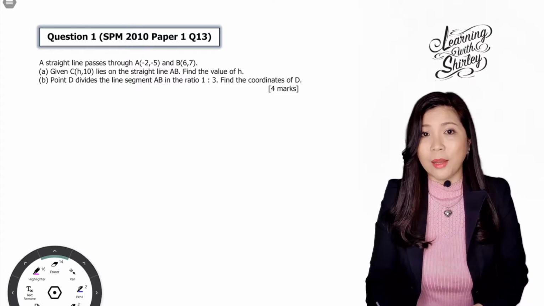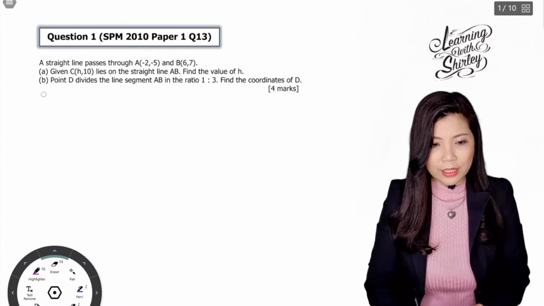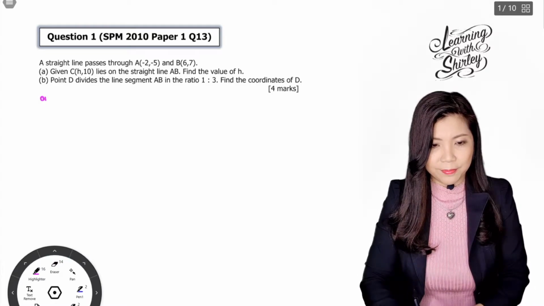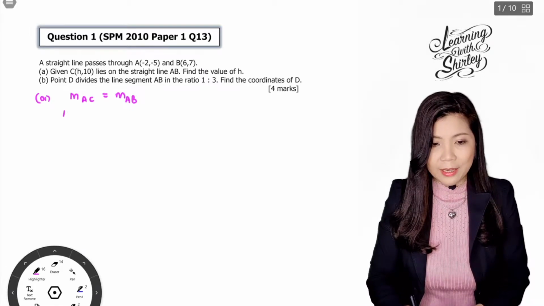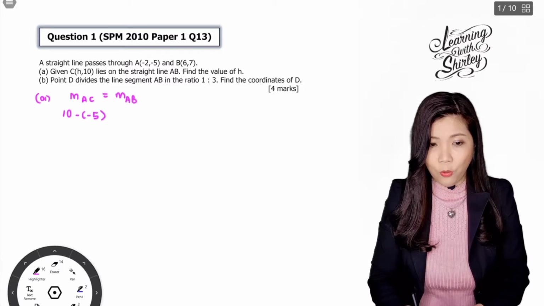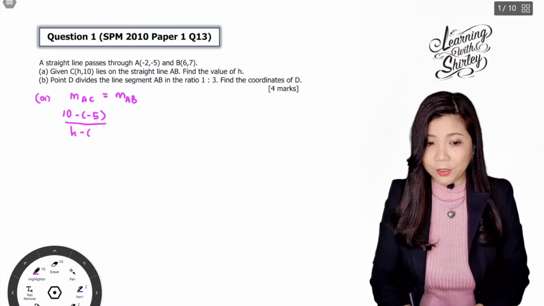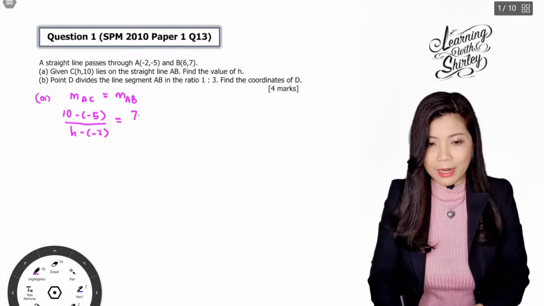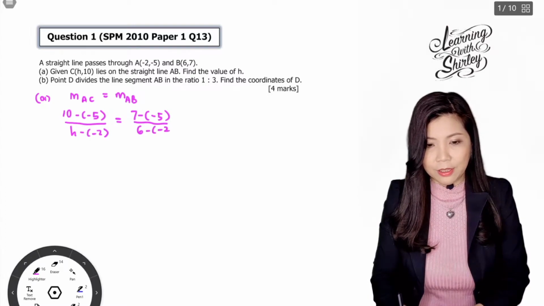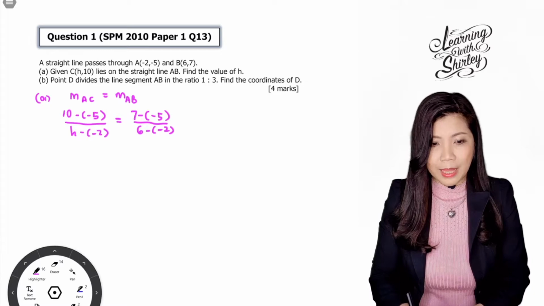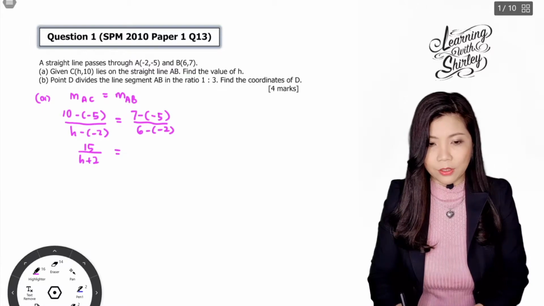So to find the value of h, I'm going to use the gradient. I'm going to use gradient of AC equals gradient of AB. So gradient of AC would be (10 minus -5) over (h minus -2), and it equals (7 minus -5) over (6 minus -2). Okay, let's solve this. So 10 plus 5 is 15, and h plus 2 equals, 7 plus 5 is 12 over 6 plus 2 is 8.